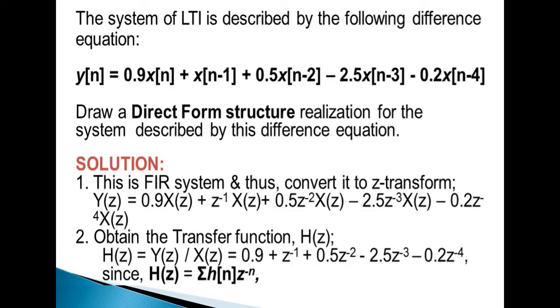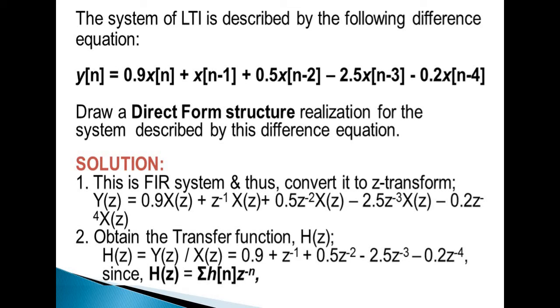The system of LTI is described by the following difference equation. This is the problem given to you. y of n is 0.9 x of n plus x of n minus 1 plus 0.5 x of n minus 2 minus 2.5 x of n minus 3 minus 0.2 x of n minus 4. Draw a direct form structure realization for the system described by this difference equation.